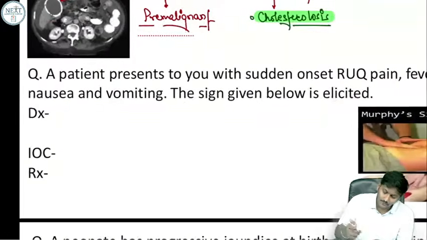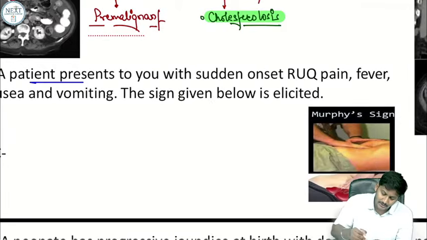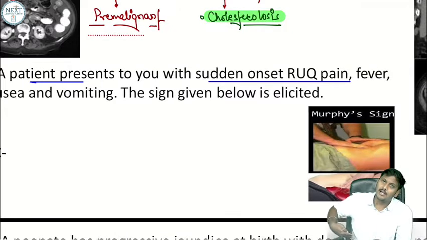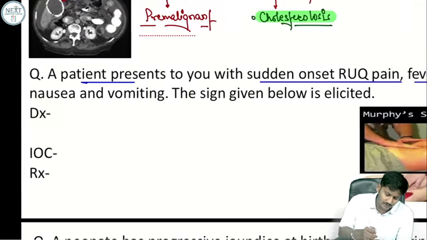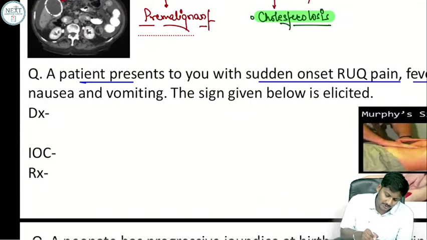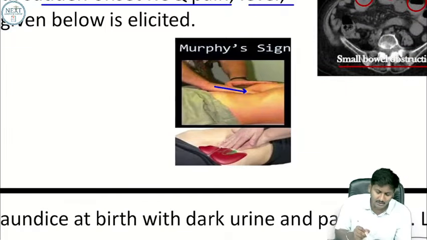Clear? Here there is a question which states, a patient presents to you, beta, with complaints of sudden onset right upper quadrant pain. The patient is having sudden onset right upper quadrant pain or a right hypochondrium pain, along with other features like fever, nausea, and vomiting. The sign given below is elicited. What is the sign? Here you are palpating the right hypochondrium of the patient.